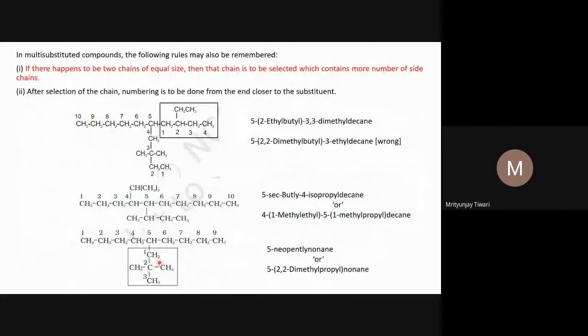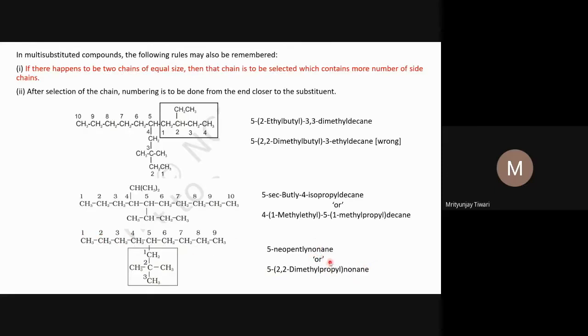So this is the neopentyl group. So one can write this as 5-neopentyl nonane. Or what can we do? This is a branched alkyl group, so I can also do the numbering 1, 2, and at the second position we see 2 methyl groups. So what can I write? 5-(2,2-dimethylpropyl). This is the propyl, and this is 2,2-dimethyl. So 5-(2,2-dimethylpropyl) nonane, and then no name. This is the name.